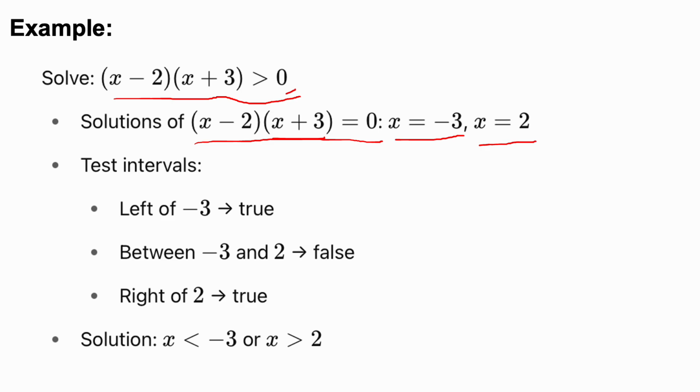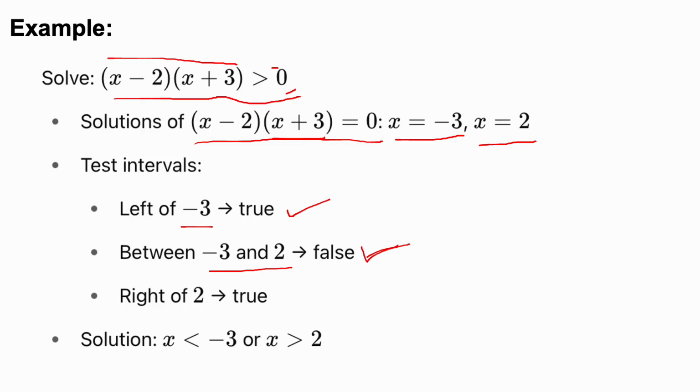Now, I will test different intervals. First, I will see whether this inequality holds when I go to the left of minus 3. If you put a value like minus 4 for x here, you will see it is true. That overall number will be greater than 0. Now, I will test between minus 3 and 2, let us say the number 1. Put x equal to 1 in the inequality, and you will find that it is false. The inequality is not holding.